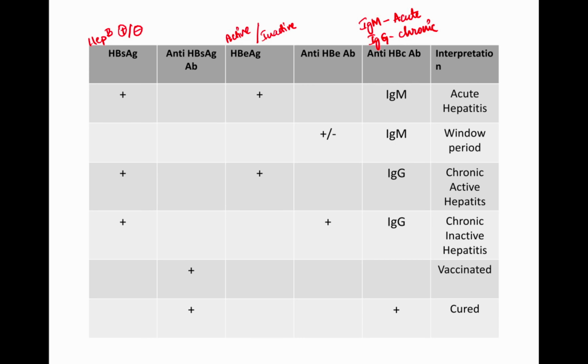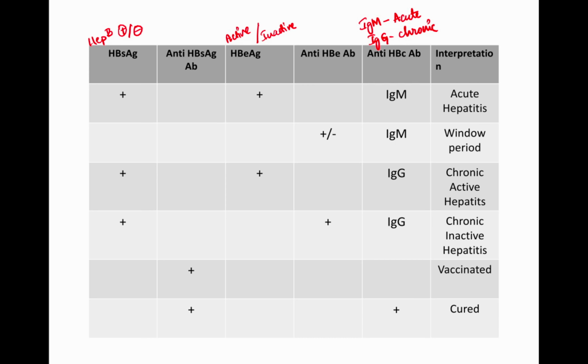HBsAg is positive, which means Hepatitis B is there. Next, in the third column, HBeAg is positive, which means there is replication and infectivity going on, so it is active. And look at the anti-HBc antibody, which is IgM, which means acute, so it is acute hepatitis. Simple.